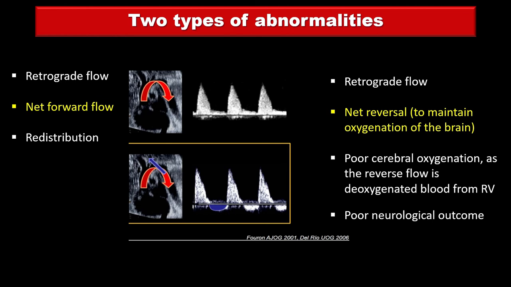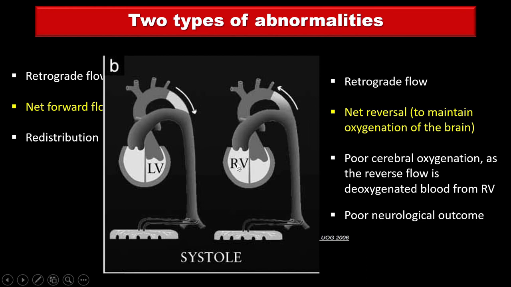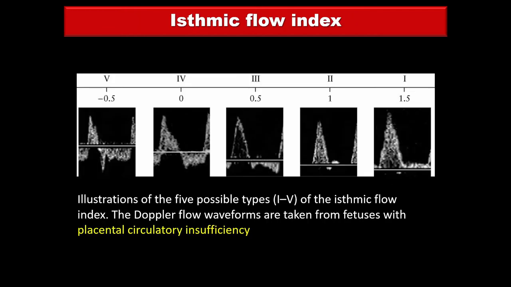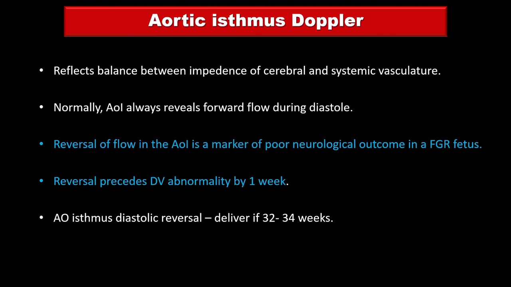But in cases of FGR, when the baby wants to maintain oxygenation of the brain, there could be reversal of flow in aortic isthmus as it pushes blood into the brain vessels. Now, we must remember that the right ventricle pushes blood in the opposite direction, and the right ventricle carries deoxygenated blood. So it is the deoxygenated blood which is actually going to the brain when reversal is happening. And so there is poor cerebral oxygenation in case of reversal of flow in aortic isthmus, which leads to poor neurological outcome. And that is the cascade, the normal flows progressing to reversal of flow in the diastole in aortic isthmus. And so reverse flow in aortic isthmus is a marker of poor neurological outcome in FGR fetuses.